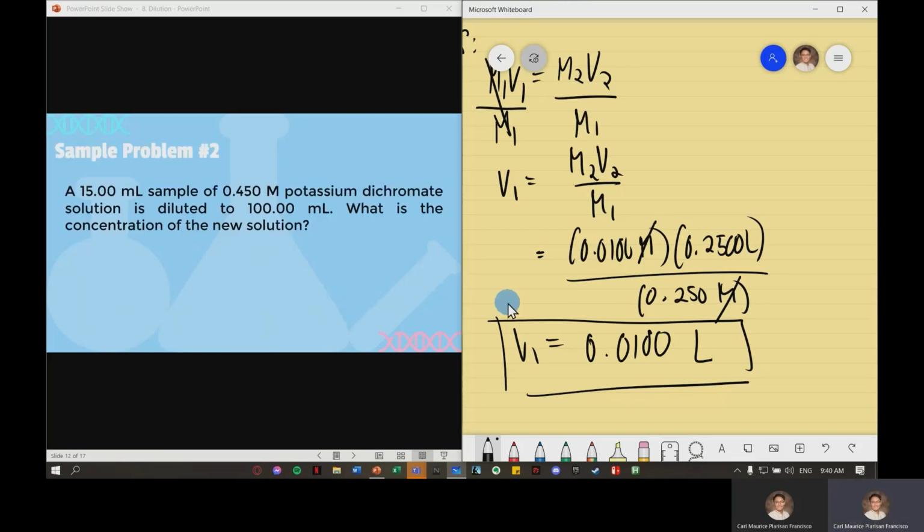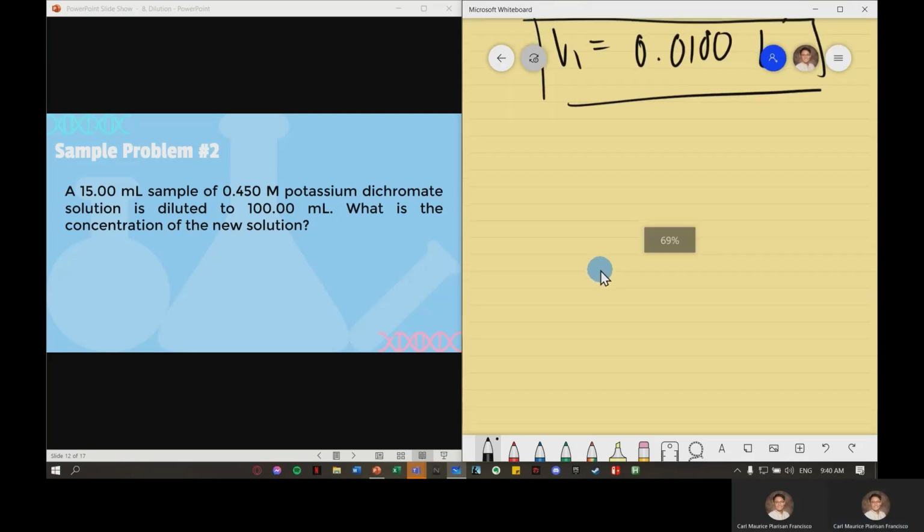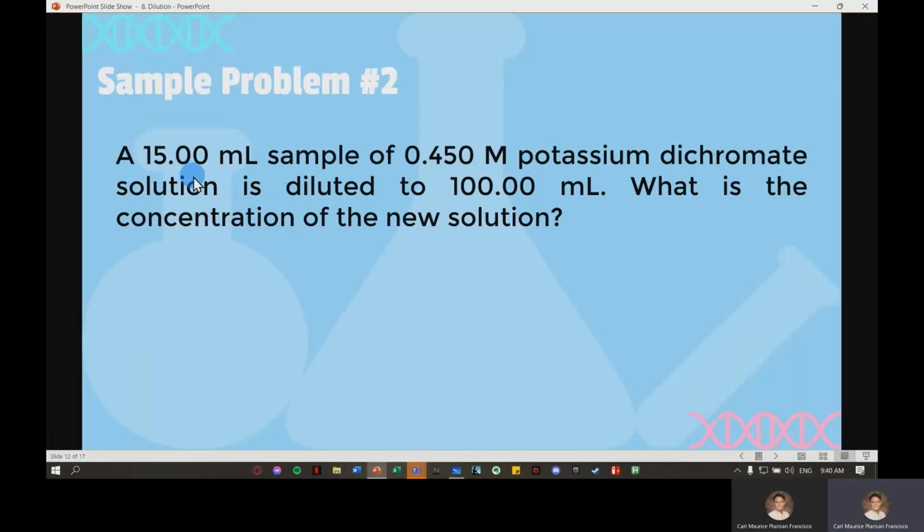Let me show another example. Okay, so for another example, let me read the problem. A 15.00 milliliter sample of 0.450 molar potassium dichromate solution is diluted to 100.00 milliliter. What is the concentration of the new solution?